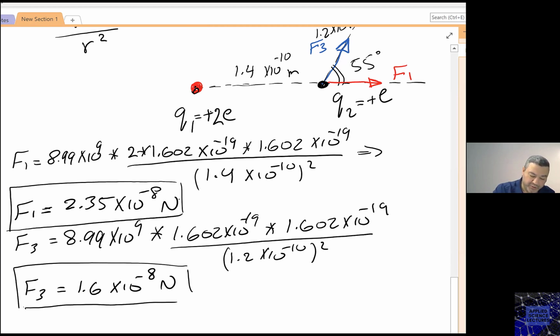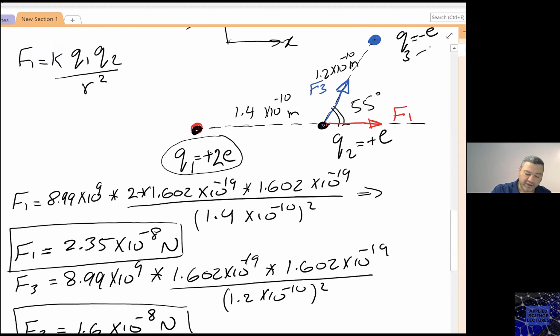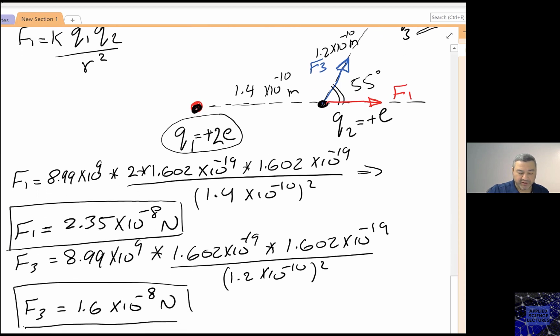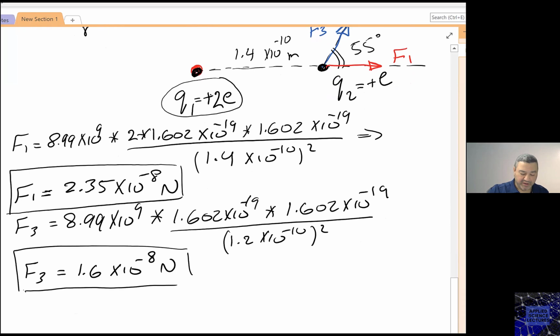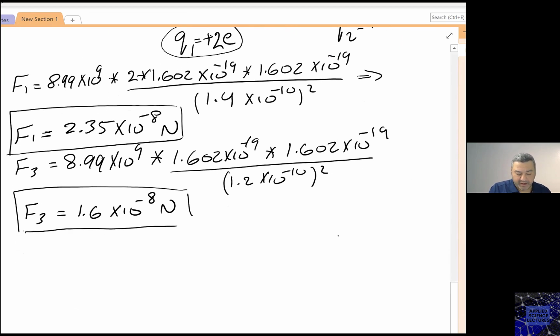So this force is due to the Q1 that I called F1, and it is repulsive, and this force 1.6 to the power minus 8 is due to the electron, and it is attractive, as you can see here. Now what I need to do, I need to calculate the net force. So how do I calculate the net force? Let me redraw again here with focusing on those two.